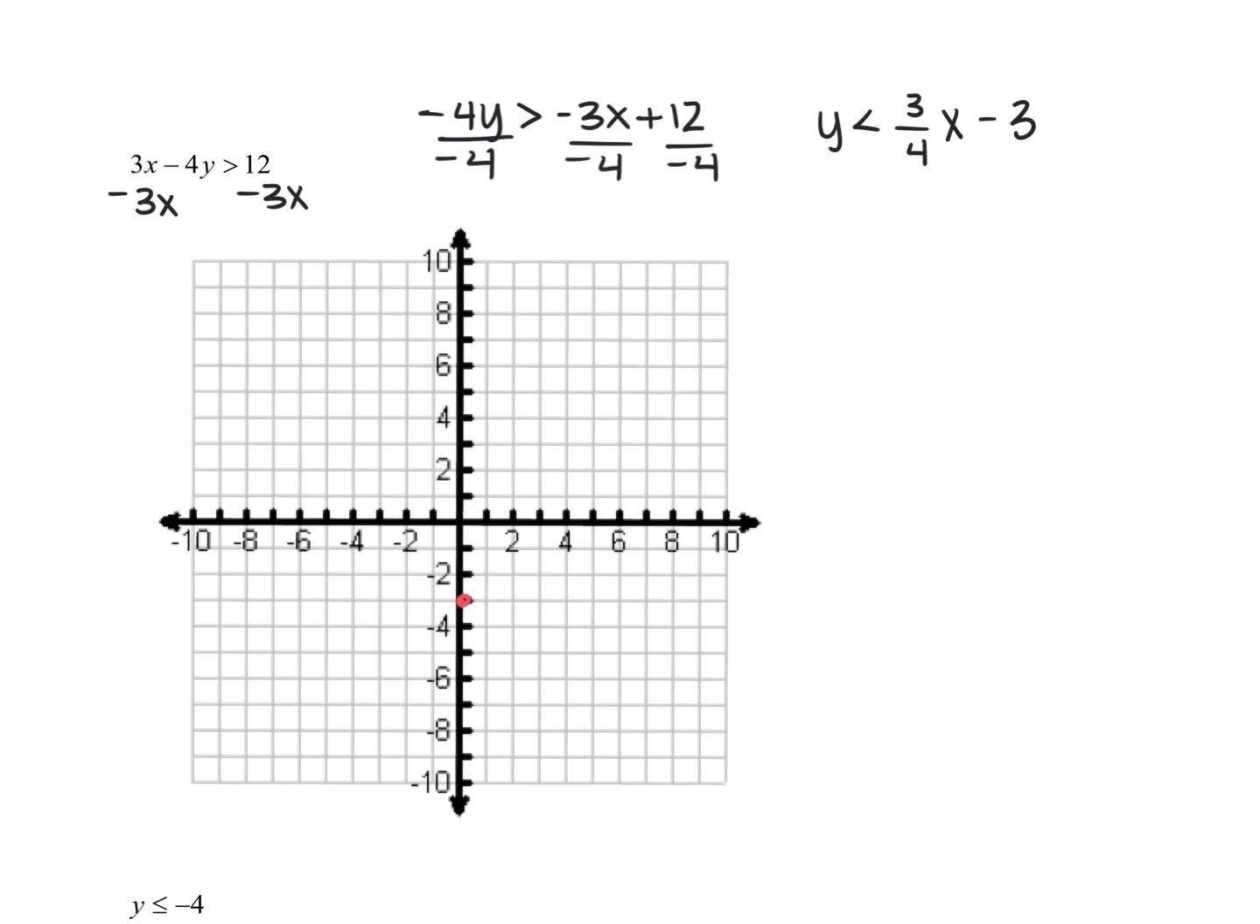So my y-intercept is at negative 3. My slope is now a positive 3/4. So I'm going to go up 3 over 4. I'm going to go down 3, left 4. Okay. This time I have strictly less than, which means I'm going to have a dashed line going through my points.